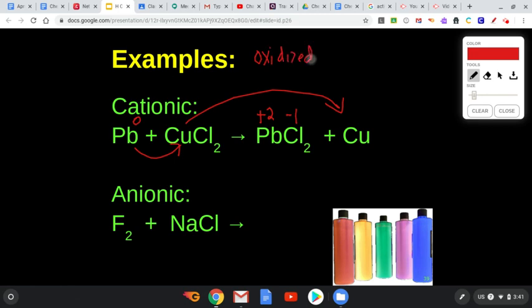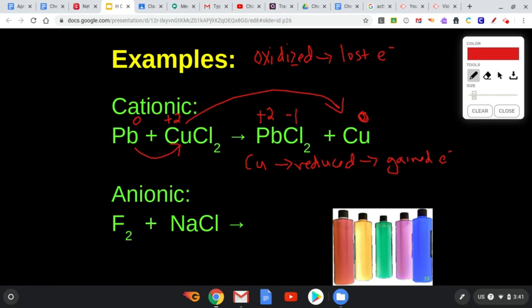Oxidized simply means that it has lost electrons in the process of this reaction. Copper, however, started with a +2 charge and ended with a 0 charge. So it has actually gained electrons in this reaction. So copper is what we would say is reduced. If something is reduced, that means it has gained electrons in the process. Okay, and more on that later.